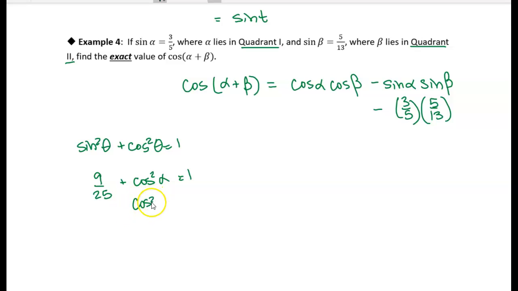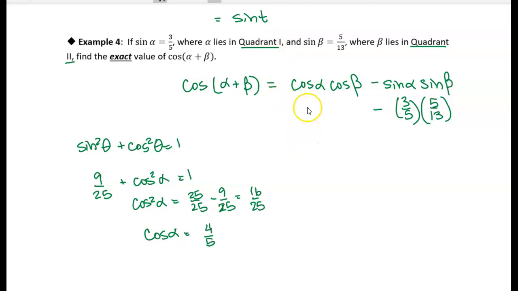So the cosine squared of alpha is equal to 25/25, I'm just going to rewrite 1, minus 9/25. And that gives us 16/25. Then I have to take the square root of both sides. So the cosine of alpha is equal to 4/5. Now it's either going to be positive or negative 4/5, and we can decide that by what quadrant we're in. Alpha, we're told, is in quadrant 1, so it's positive.